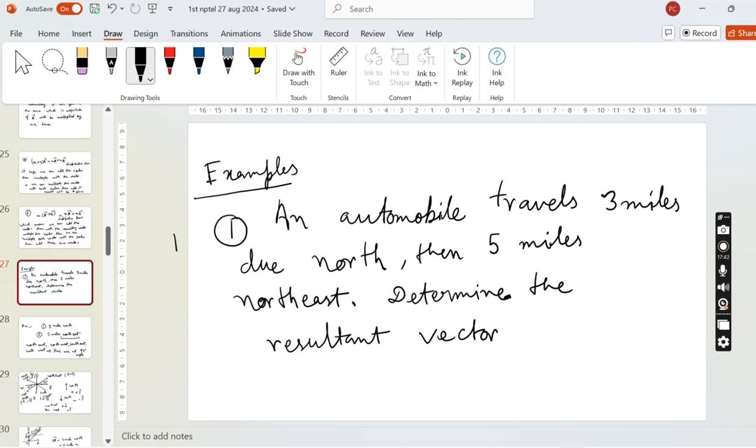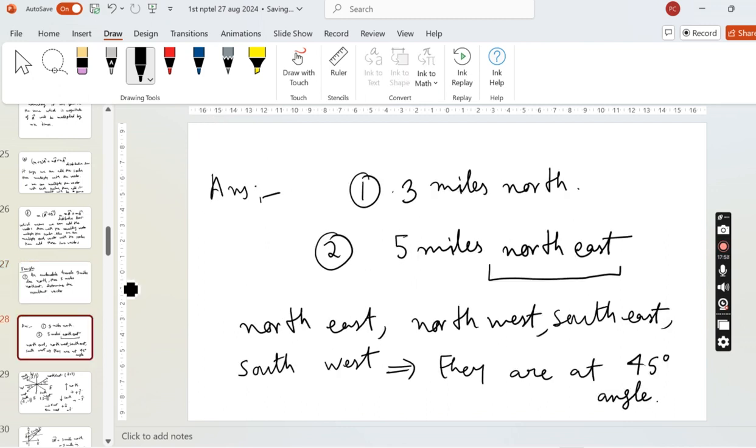Now I want to give you some examples regarding vector addition. The first question is: an automobile travels 3 miles due north, then 5 miles northeast. Determine the resultant vector. First we need to present 3 miles north, then 5 miles northeast graphically. Basically the directions northeast, northwest, southeast, southwest are at a 45-degree angle.